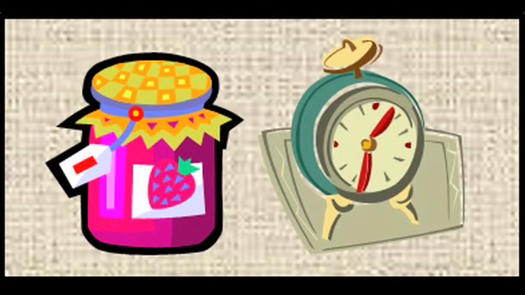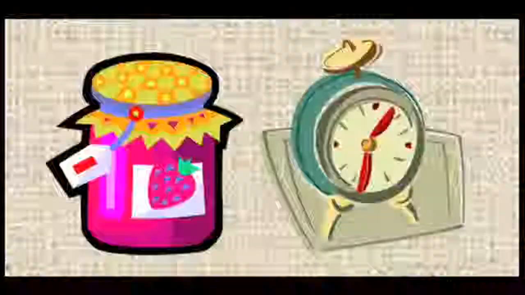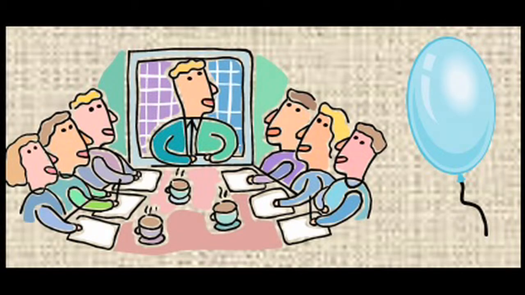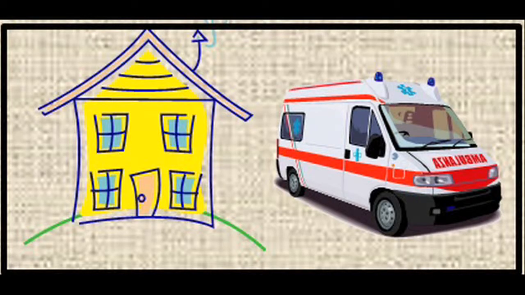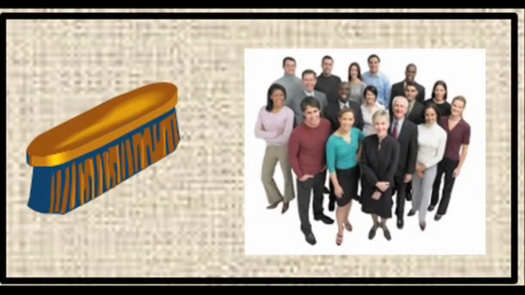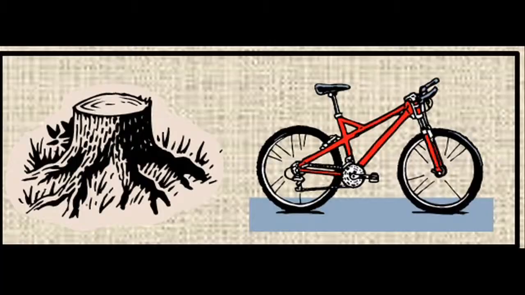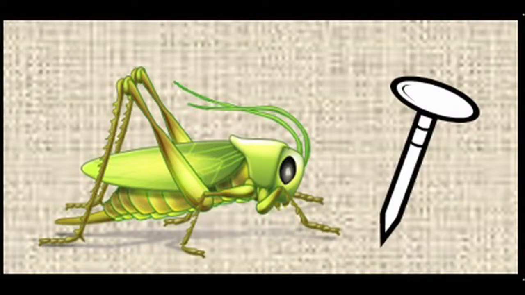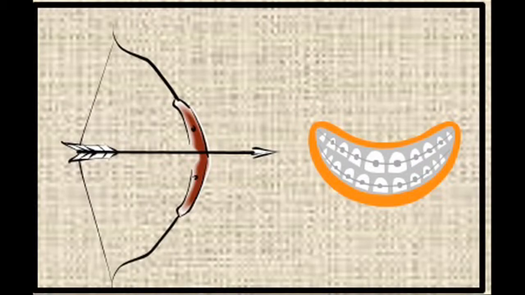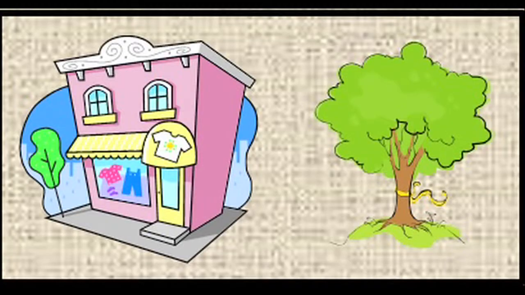A jar and a clock. A political party and a balloon. A house and an ambulance. A brush and a crowd of people. A lantern, beer. A stump and a bicycle. A grasshopper and a nail. A bow and teeth. A store and an oak tree.